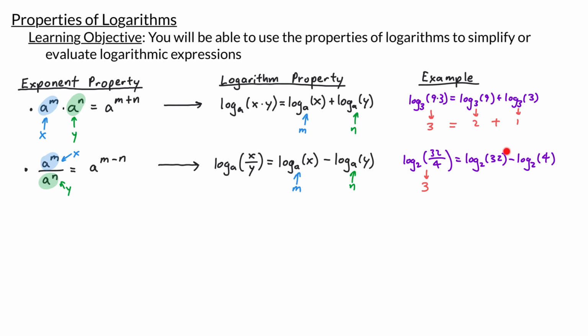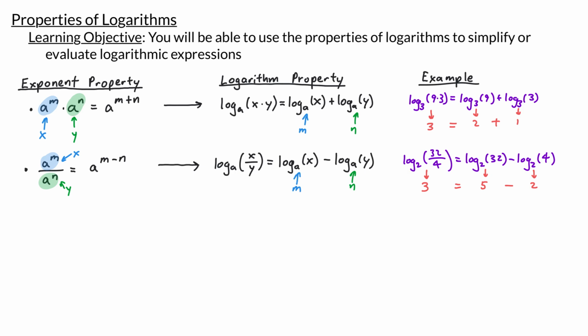Now let's compute things on the right-hand side. Here, log with base 2 of 32 is asking 2 to what power gives us 32? Well, 2 to the fifth power gives us 32, so the answer to this logarithm is 5. And here we have log with base 2 of 4. It's asking us 2 to what power gives us 4. Since 2 squared is equal to 4, the answer to this logarithm is 2. And we see here on the right-hand side, we have 5 minus 2, and that is indeed equal to 3.